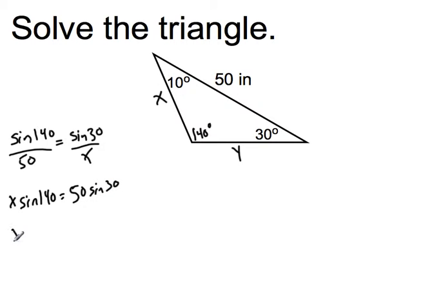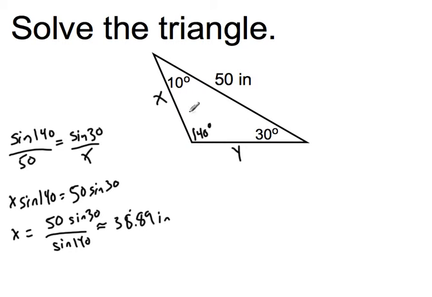So when you divide both sides by the sine of 140, you can then isolate x, and then this would be something you'd plug right into your calculator. Again, making sure it's in degree mode. 50 times the sine of 30 divided by the sine of 140 is about 38.89. And again, the unit on this would be inches. Okay, so there's x.